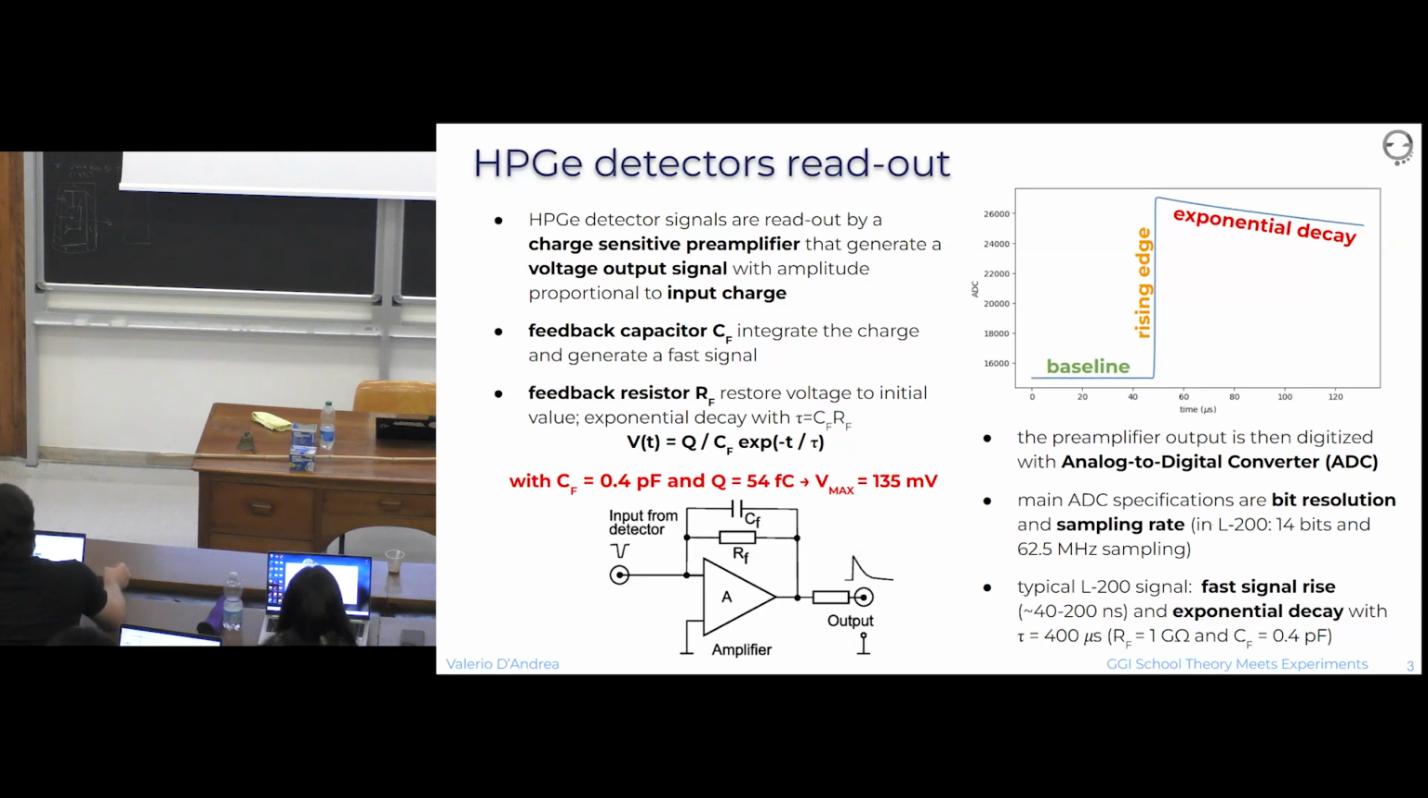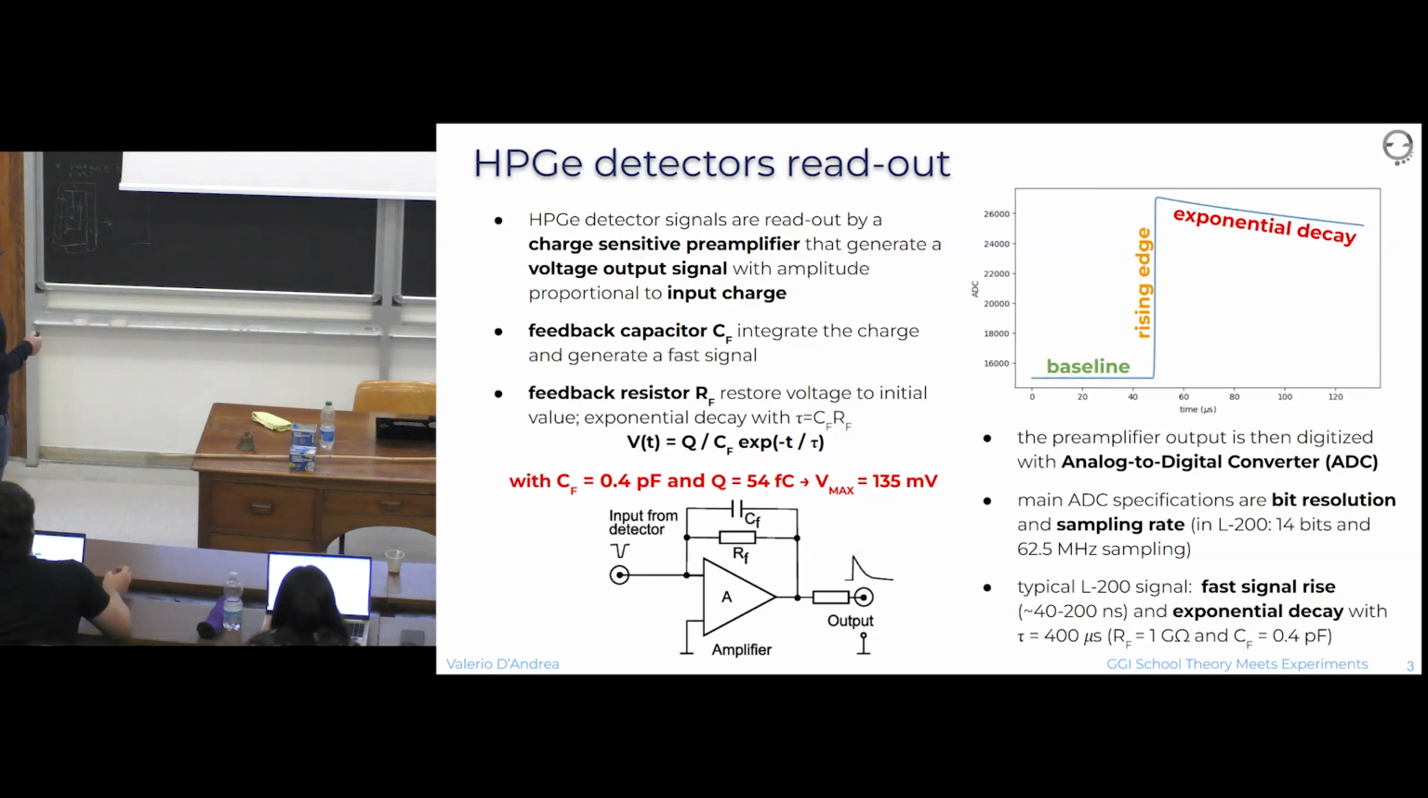This decay time depends on what you are using as resistor and capacitor in this system. I'm writing the example of the values used now in the circuit used in LEGEND-200: a resistor of 1 gigaohm and a capacitor of 0.4 picofarad. If you do the calculation, multiplying R times C, you get tau equal to 400 microseconds. That is the decay time of this signal here.